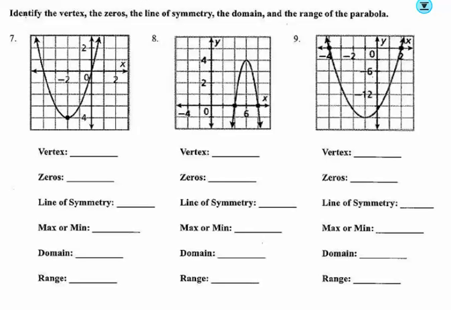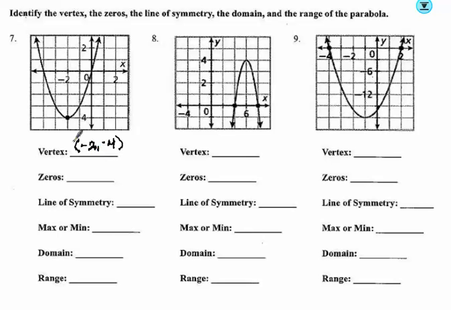Here we're identifying the vertex, zeros, the line of symmetry, the domain, and the range of the parabola. So going to number 1 to begin with, we're going to look at that vertex, which is the point on the graph which is either the highest or lowest point, depending upon if it opens upward or downward. This parabola is opening upward. Our lowest point on the graph where the graph changes direction is at (-2, -4). So that would be our vertex, (-2, -4).